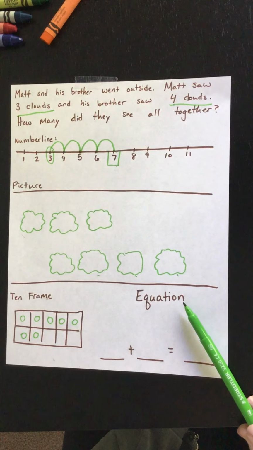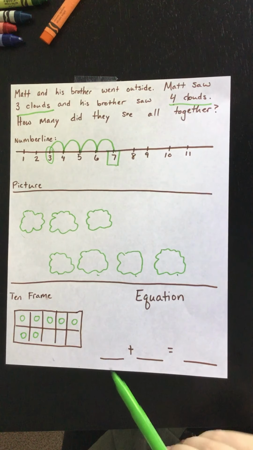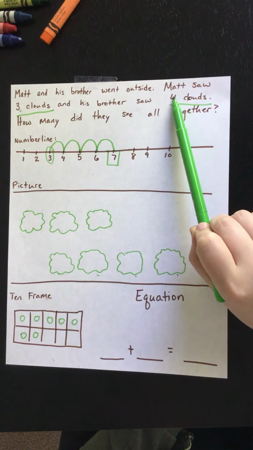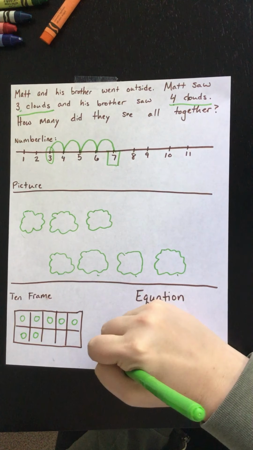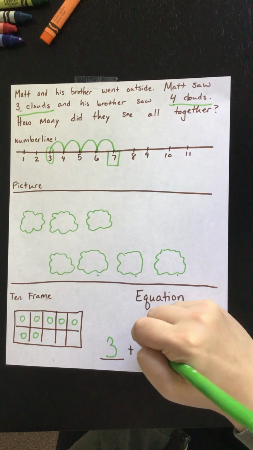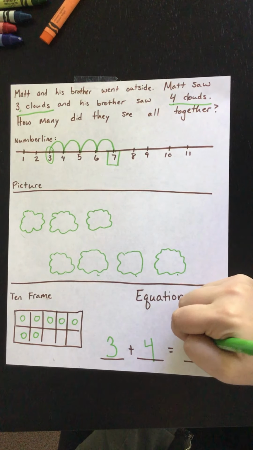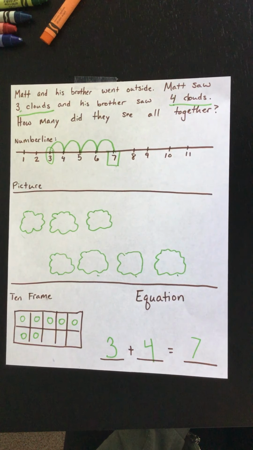The last thing that we need to do for this problem is the equation. So we are going to write the equation. Can you think of what the equation would be? It would be our first number plus our second number and how much it equals. So it would be 3 plus 4 equals 7. How did you guys do on that one?